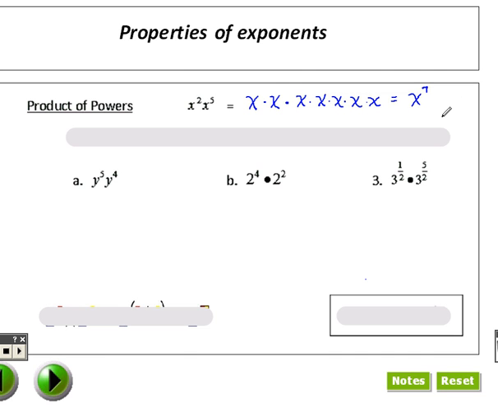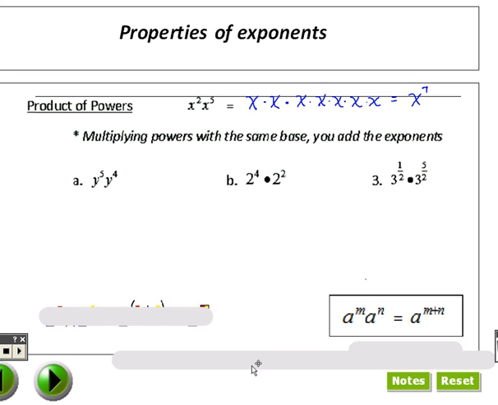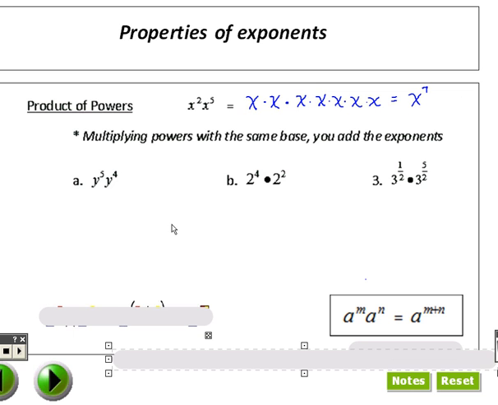Now the shortcut rule for that would be: if you have two bases that are the same, you can add the exponents. So multiplying powers with the same base, you add the exponents. And we have an explanation or a formula here, a to the m times a to the n. So you have the same base, different exponents. They could be the same exponent, but same base. You keep the same base and add the exponents.